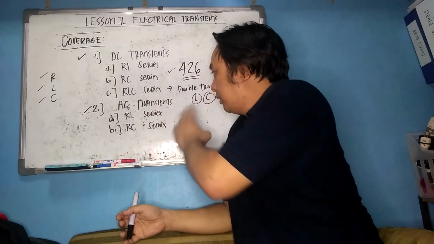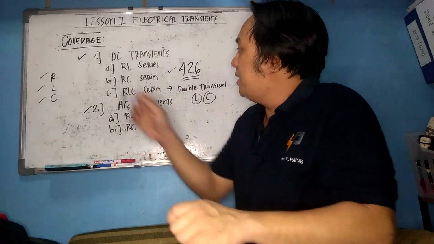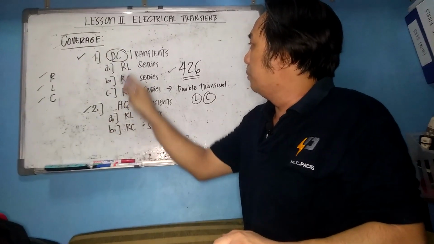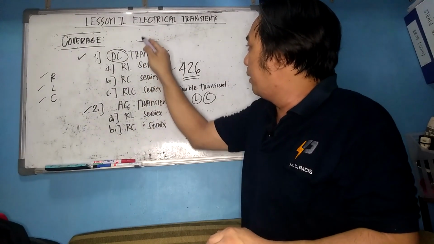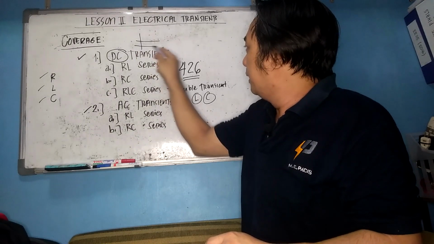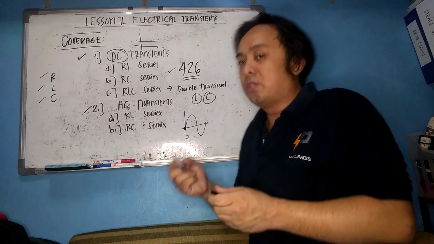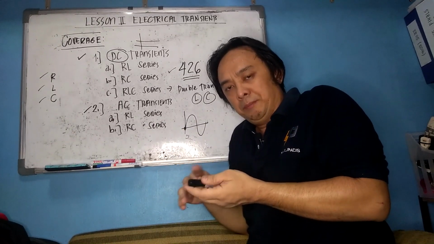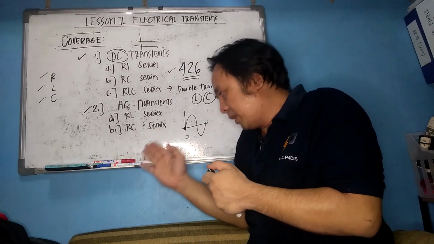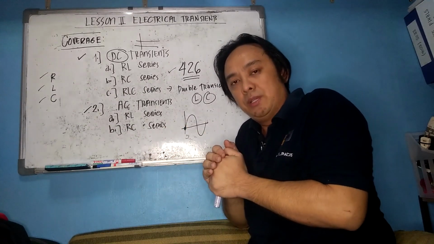And AC transients. The only difference is DC means direct current, so the signal is a straightforward signal here. When you say an AC transient, the signal or the input is sinusoidal. So we will tackle this more, discuss this more on the next few slides.